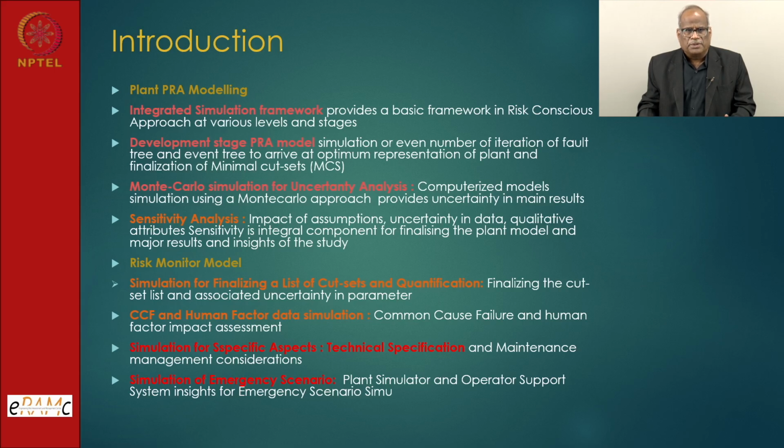Now when we come to the risk monitor, the risk monitor model is basically a simulation of the finalized list of cut sets from the PRA, which forms input to the risk monitor, finalizing the cut set list and associated uncertainty in parameters. Okay, and common cause and human factor require special attention in adopting any PRA model into a risk monitor, because a grouping has to be made for reflecting appropriately the consideration of common cause failure.